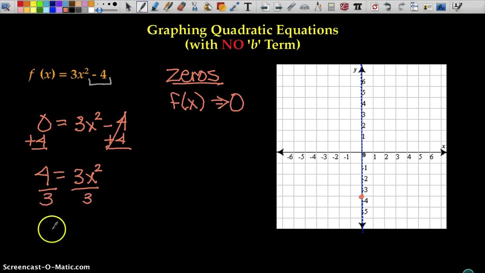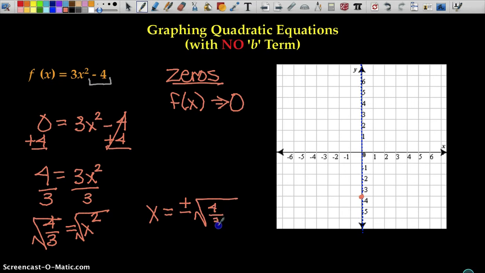So what we have here is 4 over 3 equals x squared. And how do we get rid of our square term? Do the opposite, take the square root. So I'm going to use that symmetric property and flip it, and we get x equals plus or minus the square root of 4 over 3.